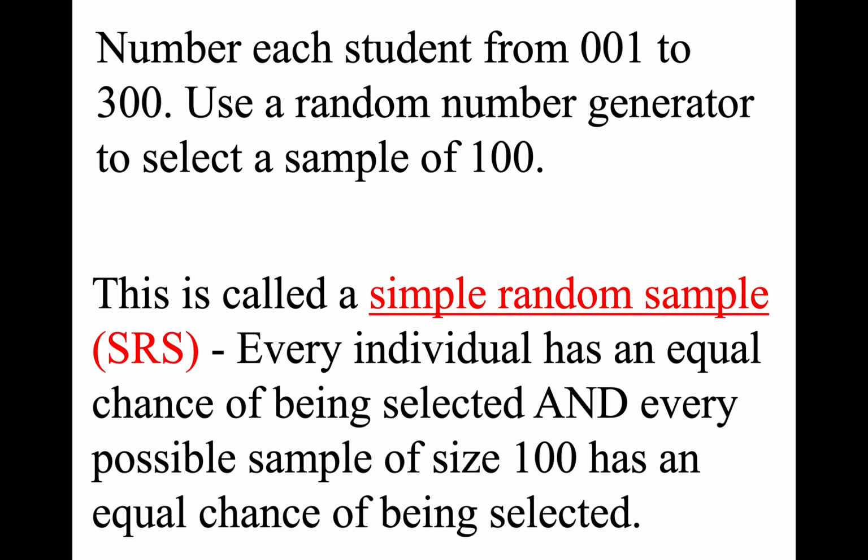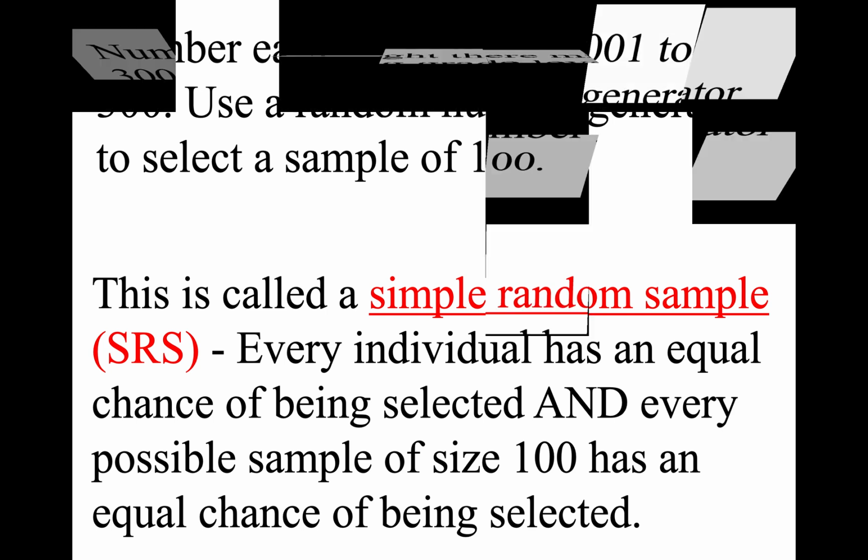This is called a simple random sample. And for it to be a simple random sample, two things have to be true. Every individual has an equal chance of being selected, and every possible sample of size 100 has an equal chance of being selected. So both of those things have to be true in order for it to be a simple random sample, but we'll be talking a lot about simple random samples.